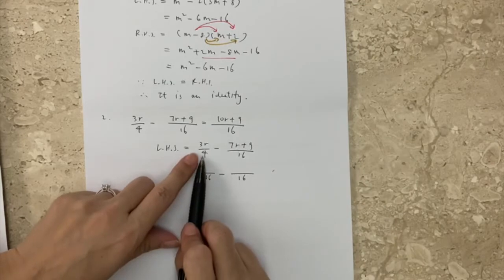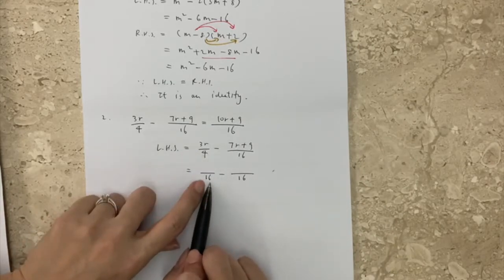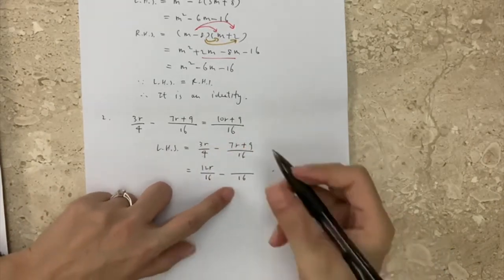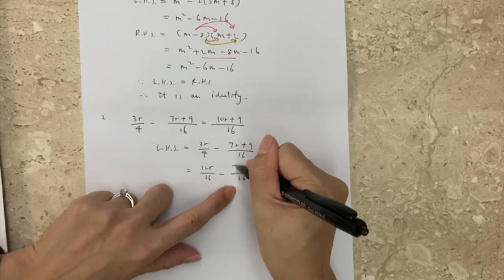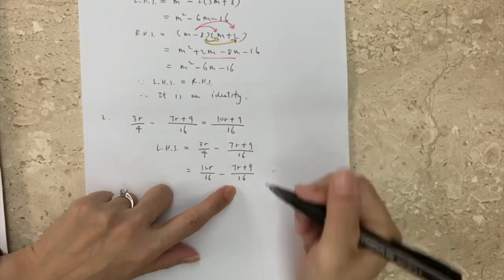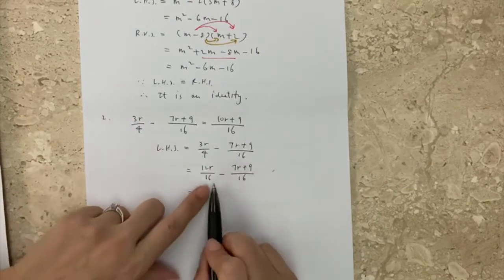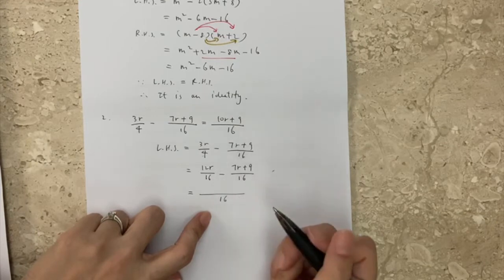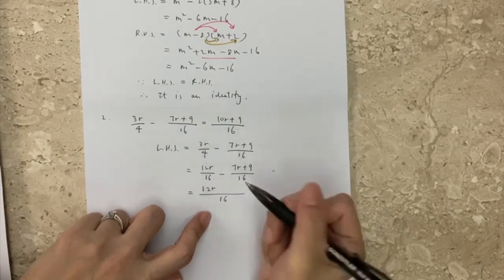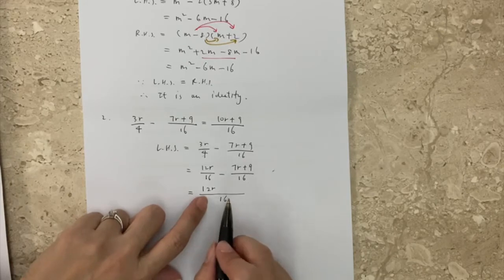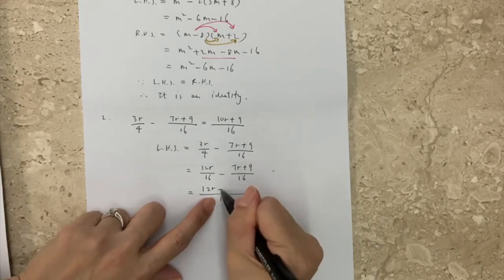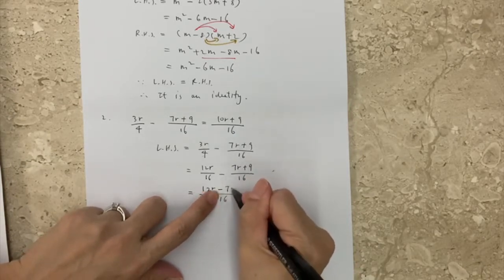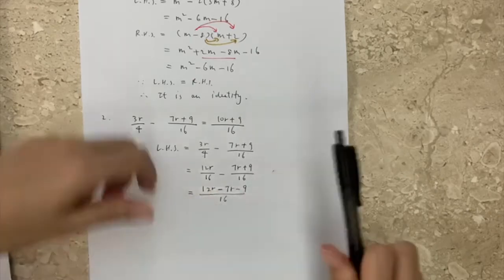So how do we change 4 to 16? So we enlarge it by 4 times. So 4 times 3 is 12r. All right, and then no need to change, so I just copy 7r plus 9. Since we already have the same denominator, we can combine them together. So this is 16 and then we have this 12r. Something very, very important. If you combine them together, the minus is actually minus the whole thing, so therefore that will be minus 7r minus 9. Now this is very, very important.